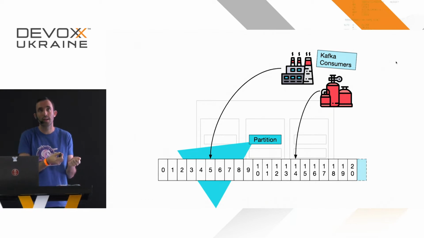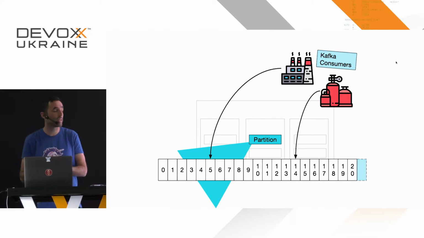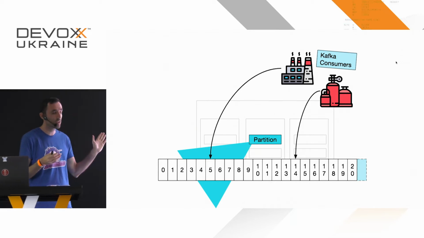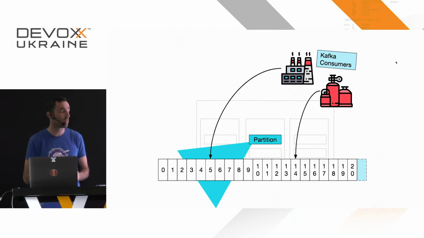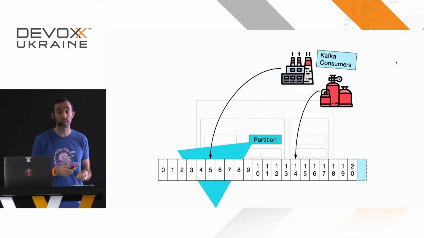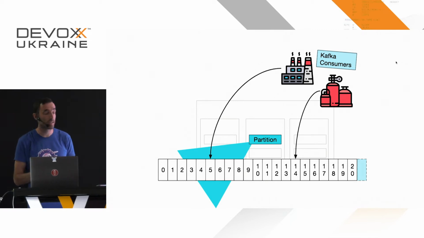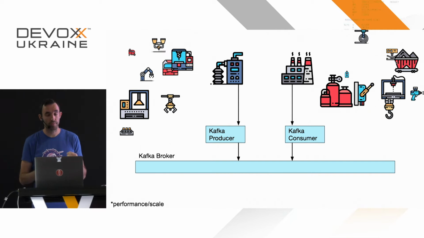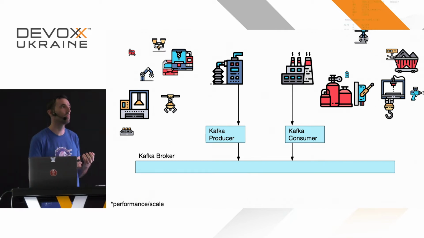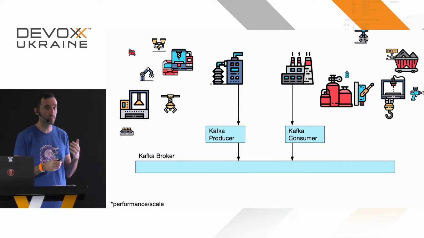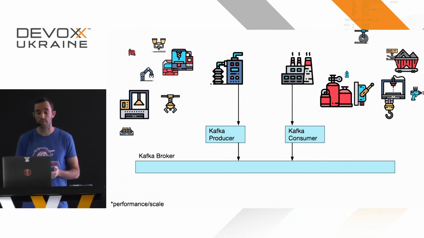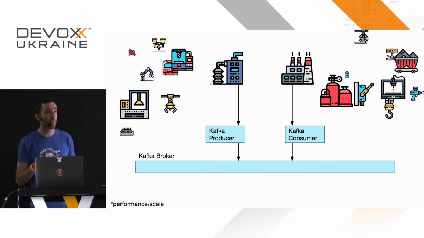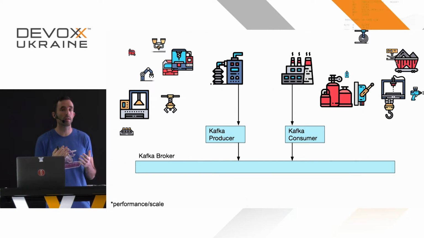And notice that they don't remove the message from some queue. They just go over them sequentially. So that's the key difference between Kafka and traditional messaging queues. And this paradigm of using append-only sequential processing by partitions means it's extremely performant.